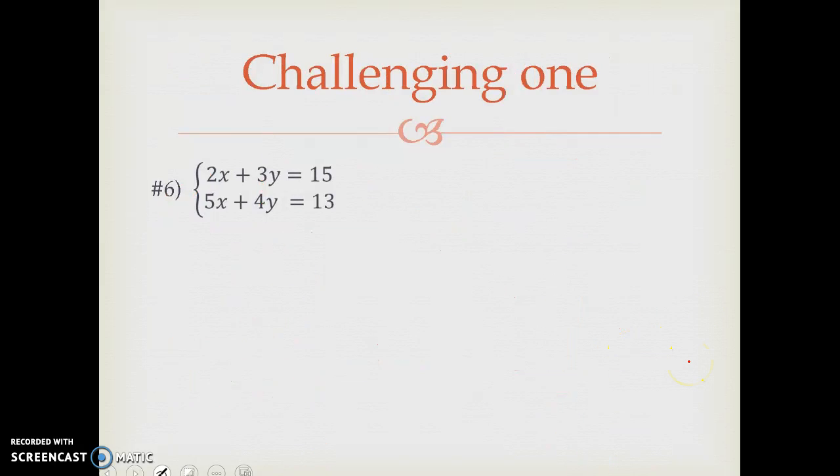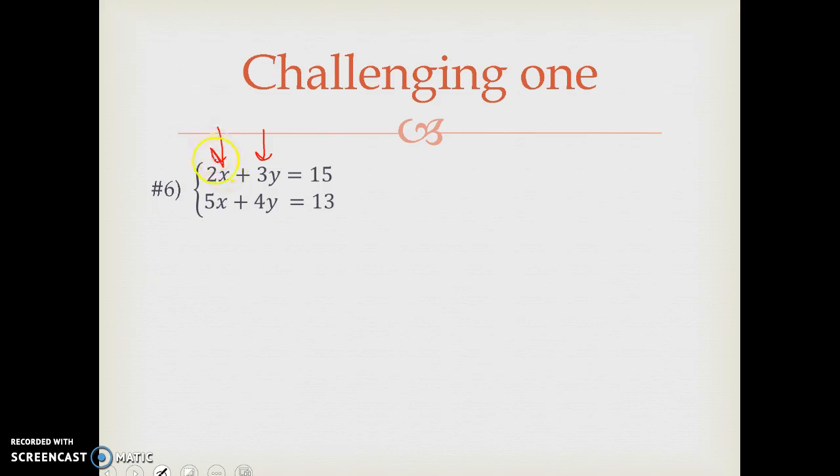Let's do one more question. And so this question is a little bit more challenging than the others because right now the x's aren't going to be eliminated and the y's are not going to be eliminated. And it's not like I can multiply 2 by something to make it negative 5 very easily. I can't multiply 3 by something to make it negative 4 very easily. But what I can do is this.